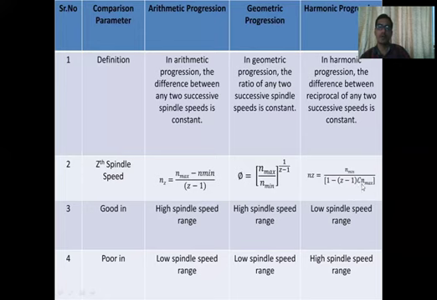So for the constant value, if we have n minimum and n maximum, and if we have the total number of speed steps z, then we can get the c value. For the c value, n z becomes n max here, so we can put that n z becomes n max and calculate the c value. Once you get the c value, by putting in the various values, we can get the z-th spindle speed. So these are the formulas for the arithmetic progression, geometric progression, and harmonic progression, from which we can get the different spindle speeds.